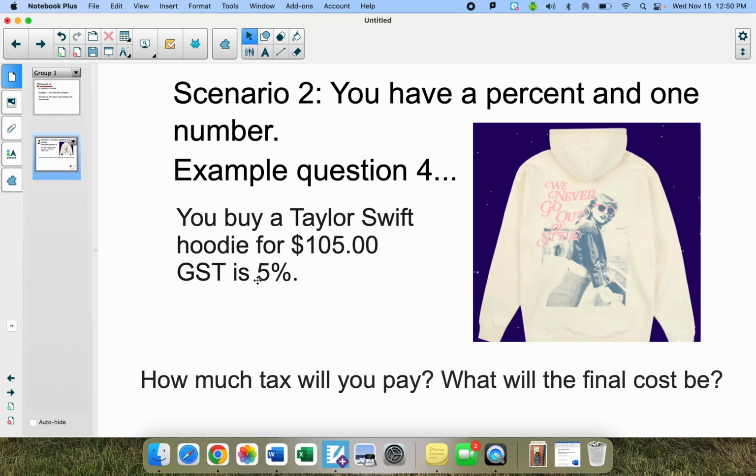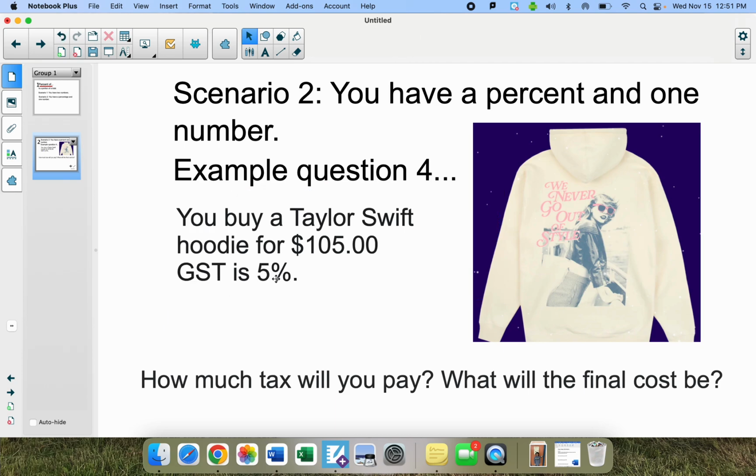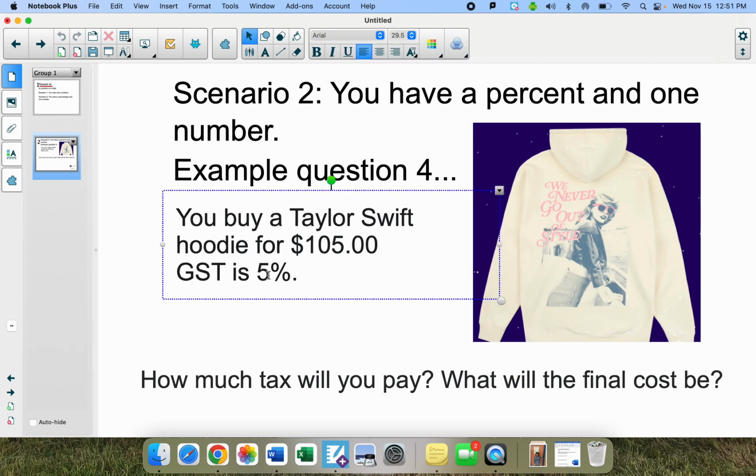All right. Well, it's not actually going to cost you $105 because GST is 5%. You might ask yourself, what is GST? GST stands for Goods and Services Tax. And here in Canada, you have to pay 5% tax on anything that is a good or a service. So goods includes hoodies or chocolate bars. A service might be like getting your hair cut or getting a massage. So if it's a good or a service, you have to pay GST, which is the goods and services tax.